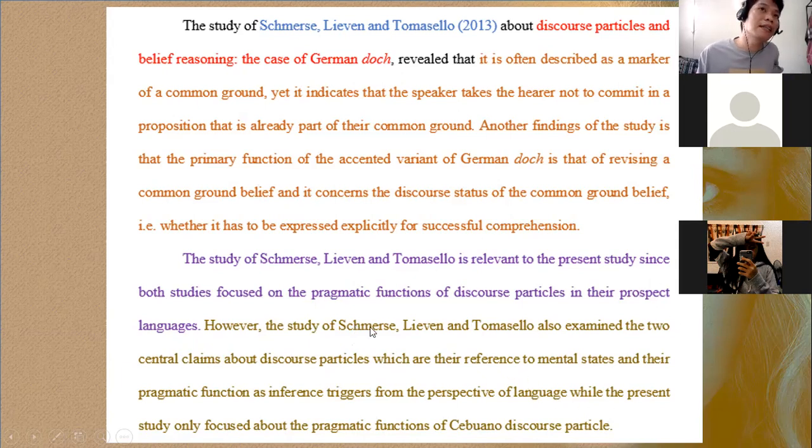But in your study, in the research that you will do, there is no need to provide related studies. We will only do literature. So no need to write this one.